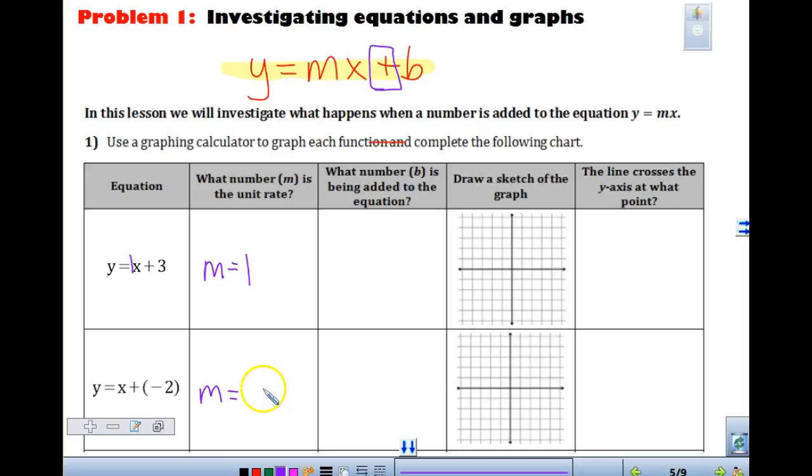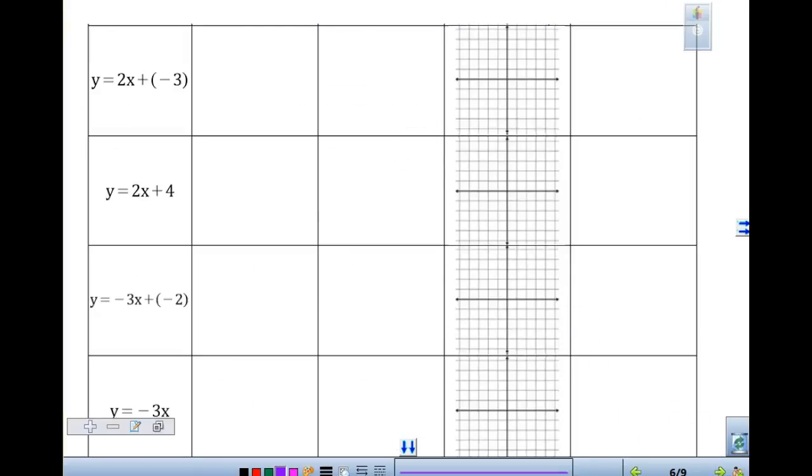What is the m in the next one? 1. This one says, what number b is being added in each to this equation? So the first one, Aaron, we'd say? 3. It's a 3 or plus 3. In the second one, what number was added? -2. The next page down in your notes, the second half, I would like you to do the same thing. This is the m, and this is what's being added. Please do that and check with your shoulder partner, okay?